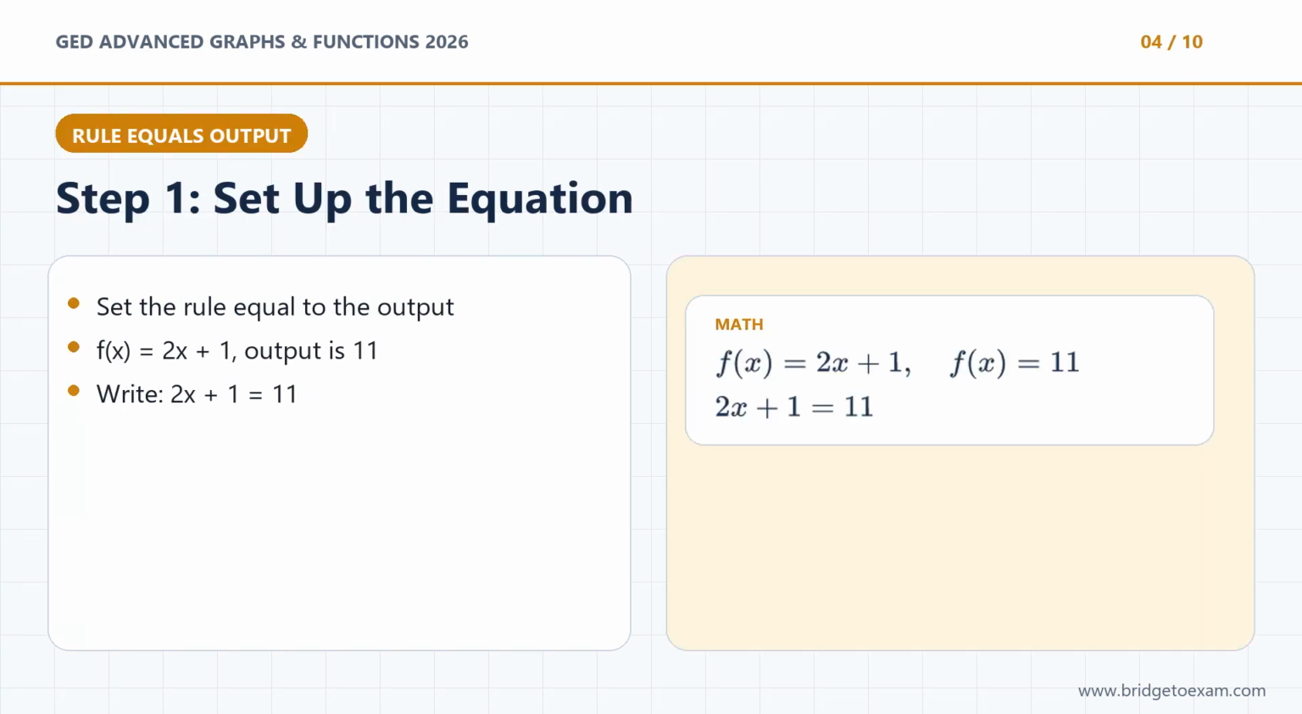To solve for an input, start by setting the rule equal to the given output. If f of x equals 2x plus 1, and we are told the output is 11, we write 2x plus 1 equals 11. That single equation captures the whole question. What input produces an output of 11?